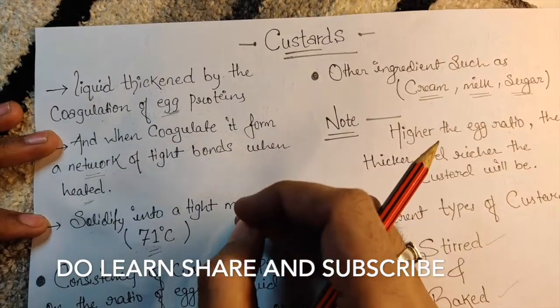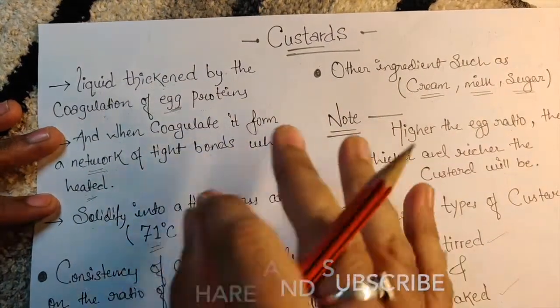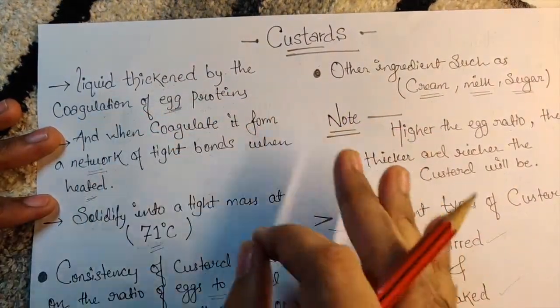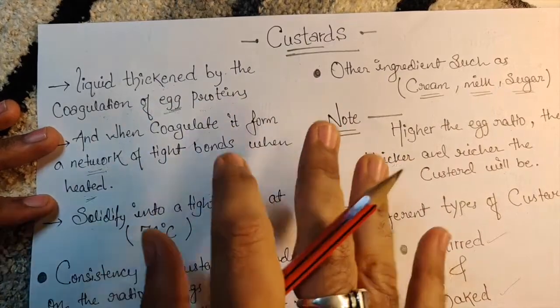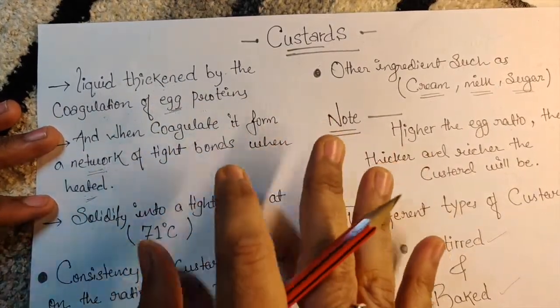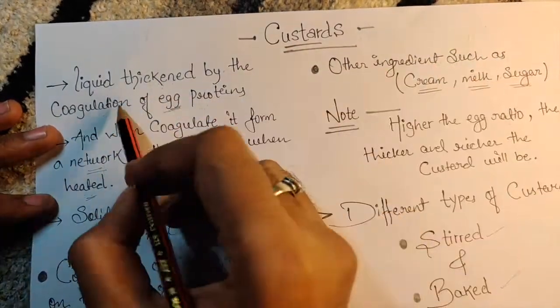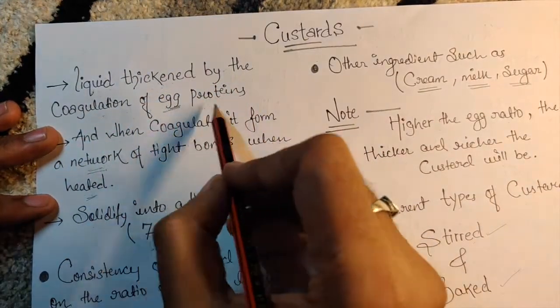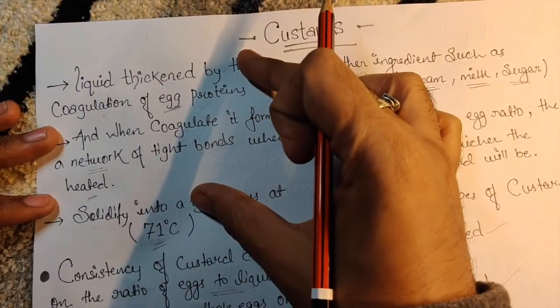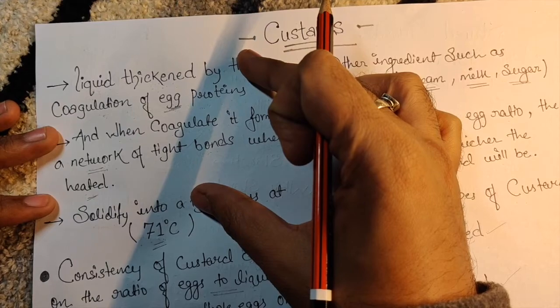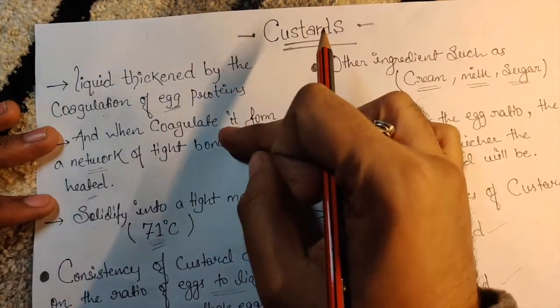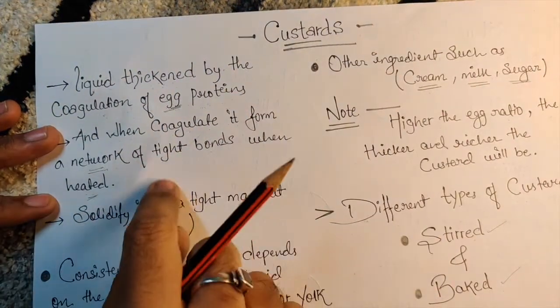The making process. I'll try to explain in a very simple way where you can literally understand what exactly custard is, how to make it, and what are the things that we have to keep in mind while making custard. Here we go. Liquid thickens by the coagulation of egg protein. Here I'm going to talk about the egg protein, then how it works in custard, and this is the base, right? So focus on this.